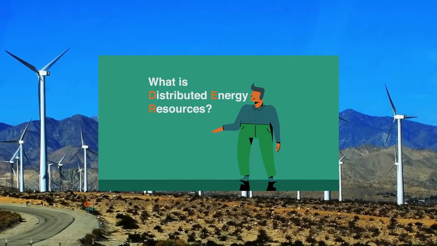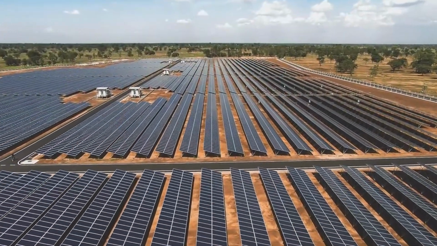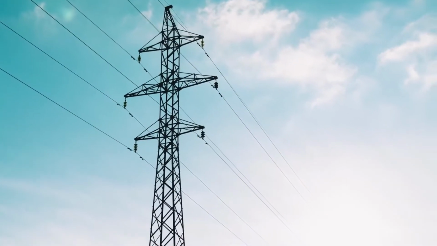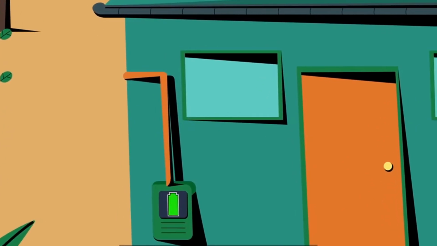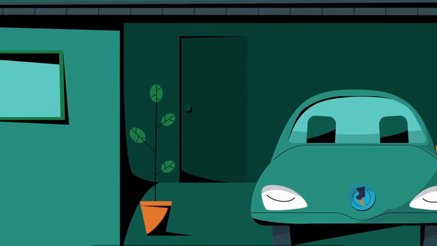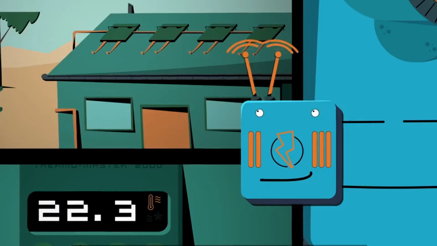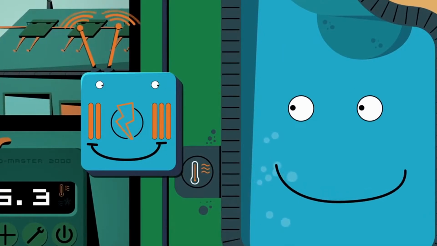What are distributed energy resources? Distributed energy describes the vast array of small-scale energy technologies owned by consumers, like rooftop solar, home batteries, electric cars and their charging points, and smart appliances like heating, cooling, or heat pumps that can communicate with each other and respond to signals from the grid.